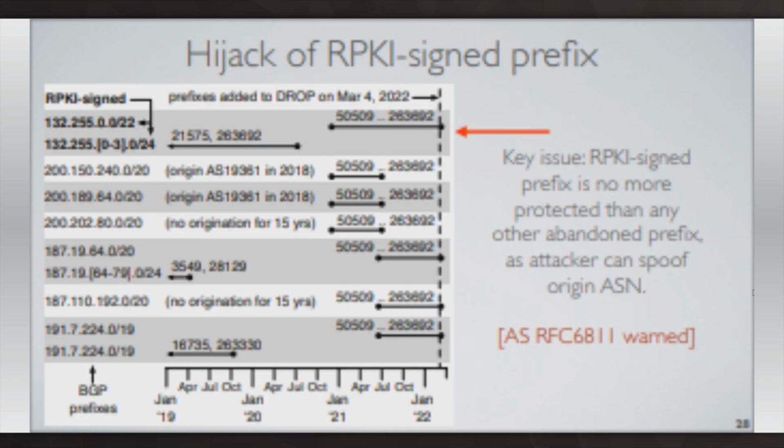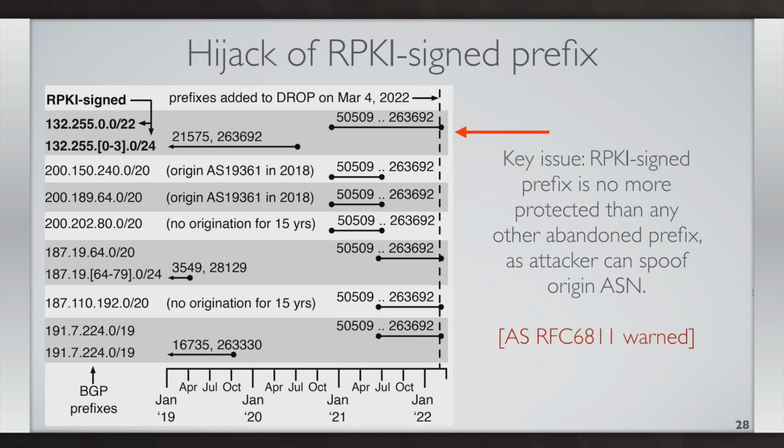So this shows that there is a key issue with our understanding of RPKI: an RPKI-signed prefix that is abandoned, that is not routed, is no more protected than any other unrouted prefix, as attackers can spoof the origin ASN. That was a key insight here: unrouted prefixes are as likely to be hijacked regardless of whether they are RPKI signed or not.